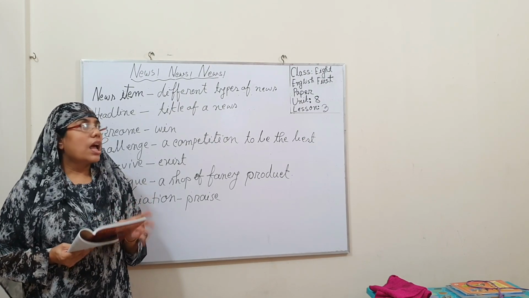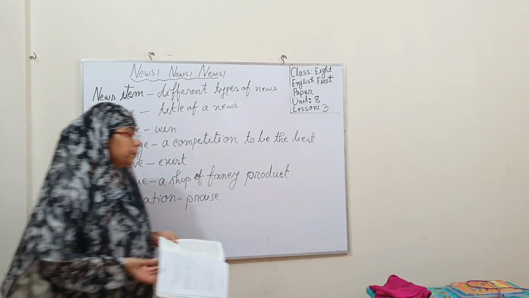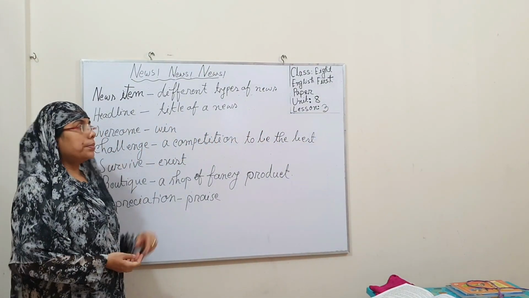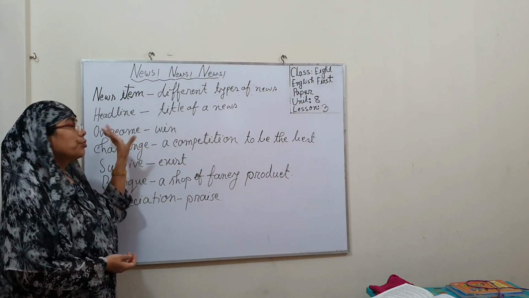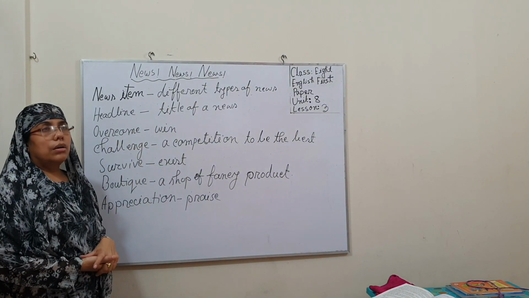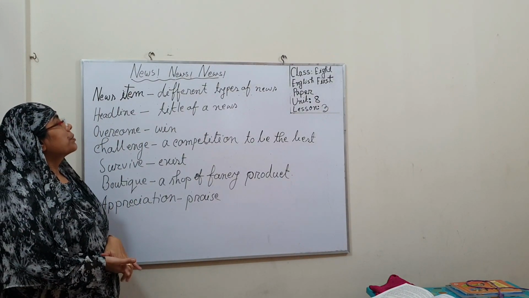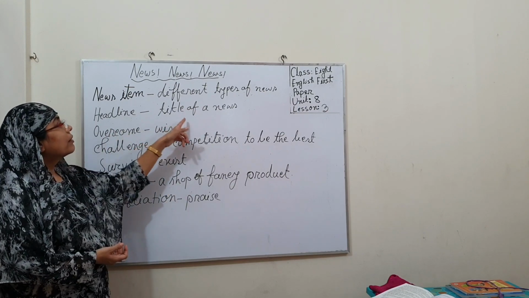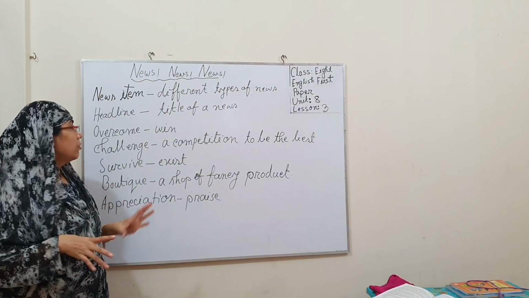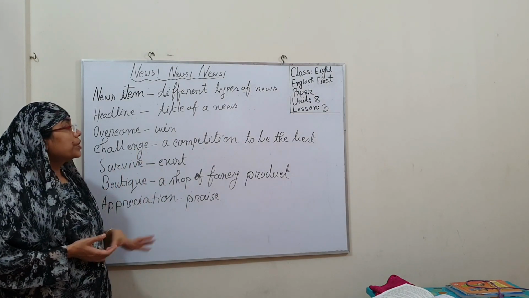Okay, dear students. Now we will learn some new words on the board. From this text, I have picked some new words for you, and I will discuss all of the words with their meaning. News item, different types of news. Headline, the title of a news. And overcome, that means win, get victory. And silence, a competition to be the best.